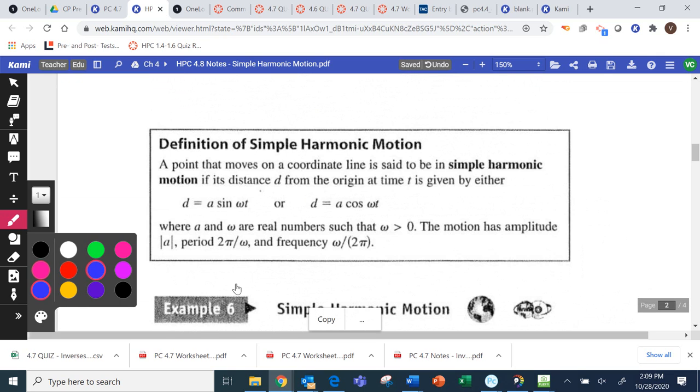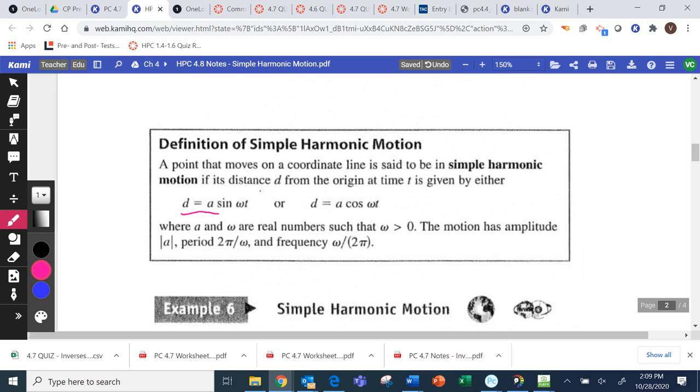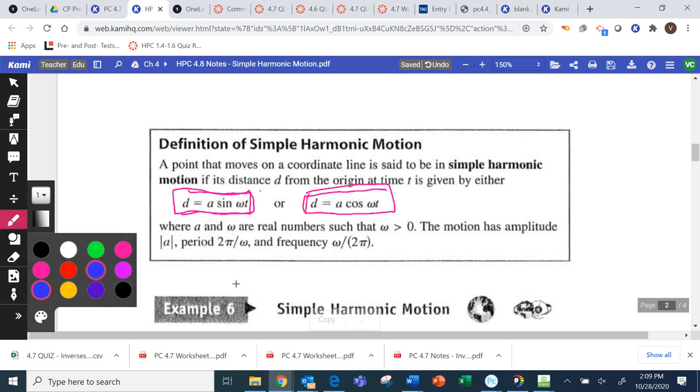Here are the equations for simple harmonic motion. We have a sine equation, we have a cosine equation. They look pretty much the same. In this equation, the d, I've already told you the d is the distance. That's the y value, but it's the distance. And the t is time.